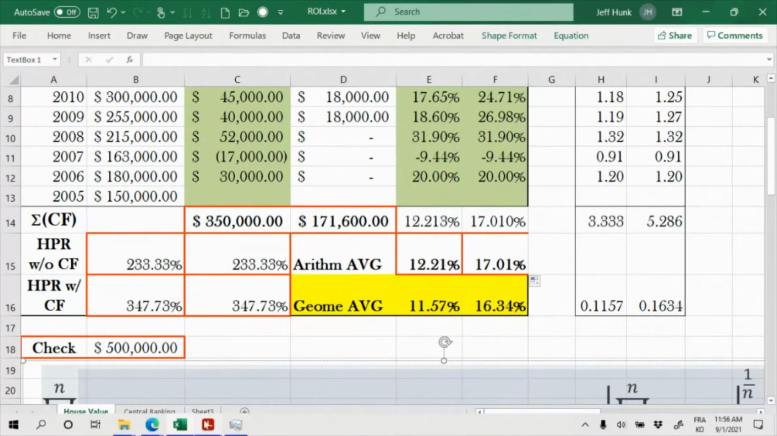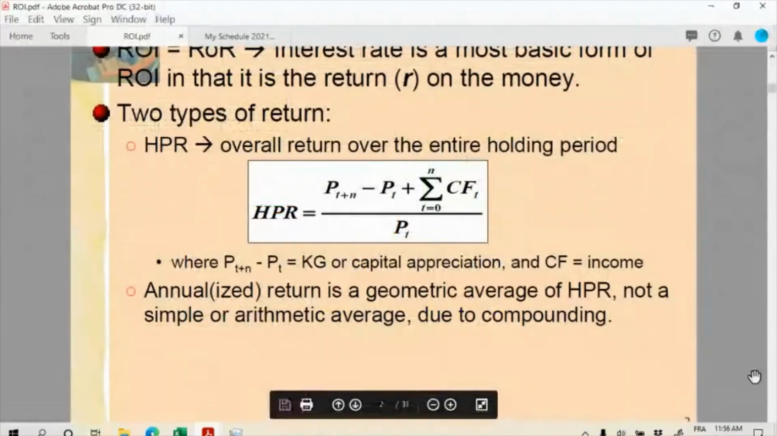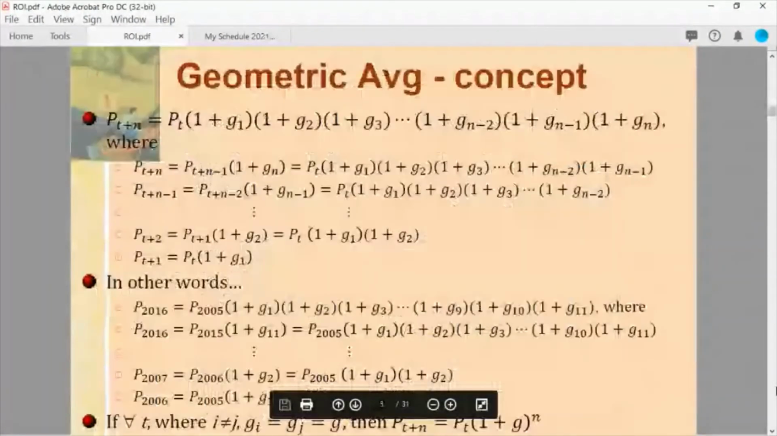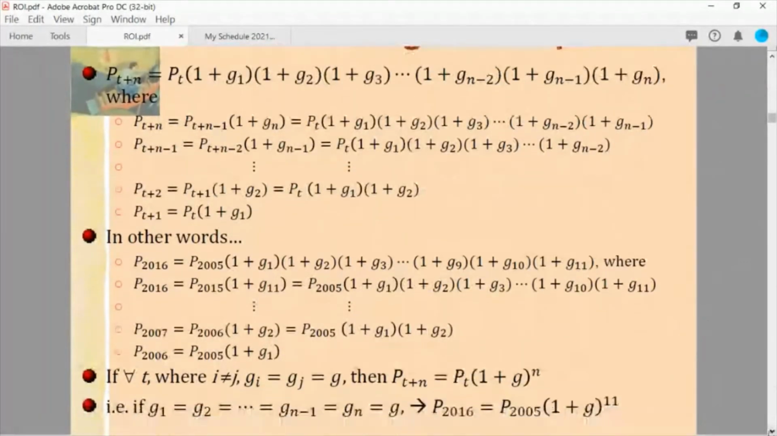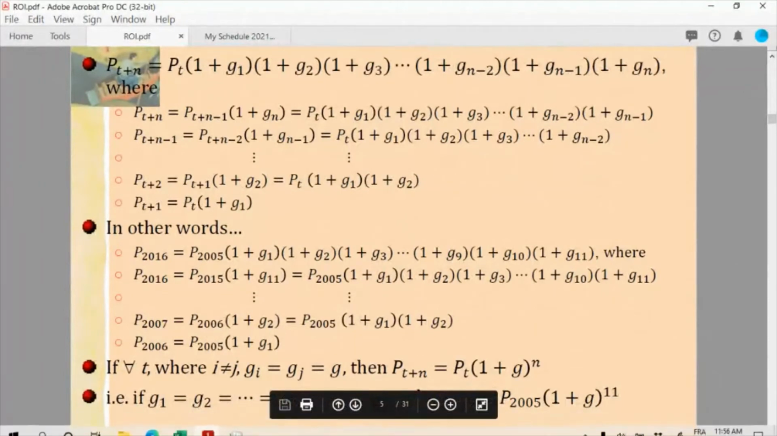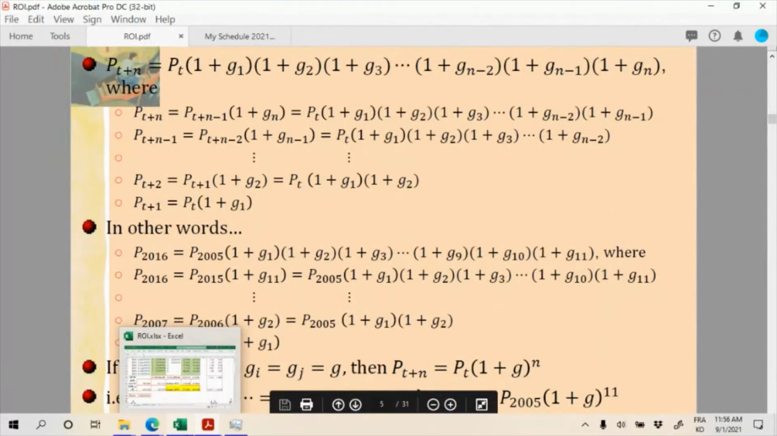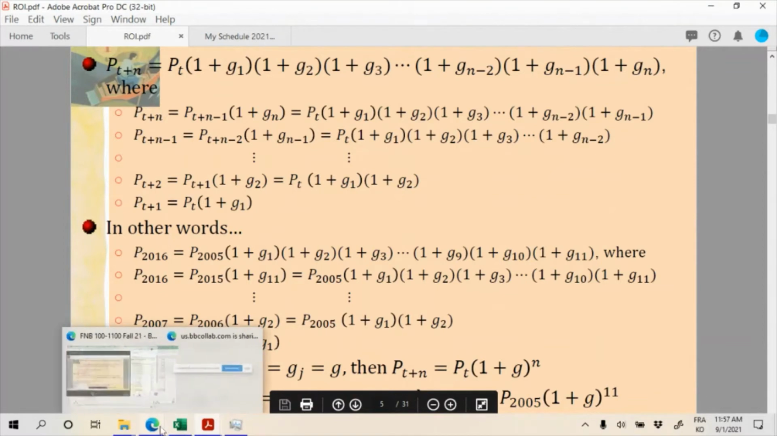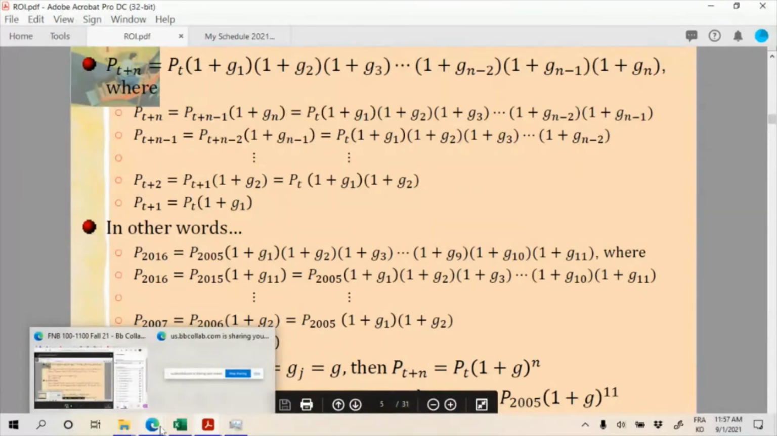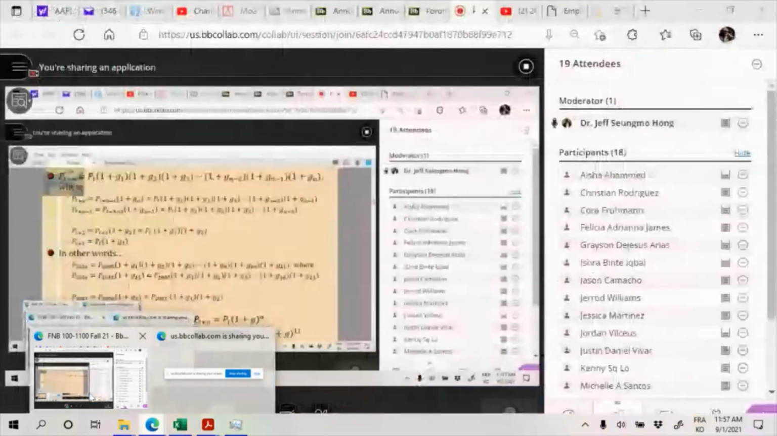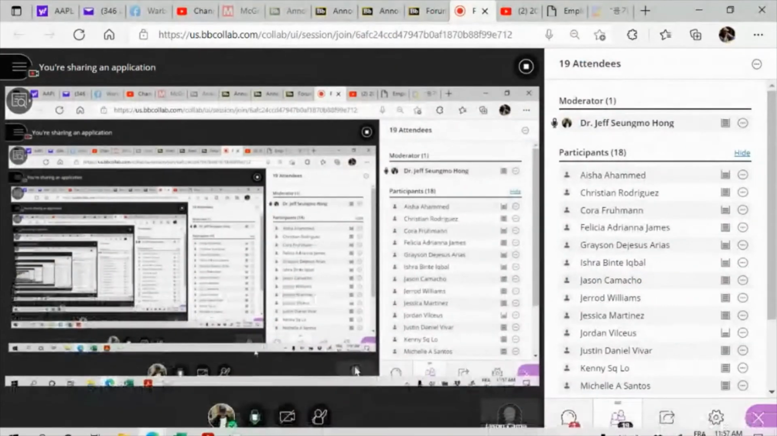Before I go to geometric average, let's take a 10-minute break and reconvene at 12:05, 12:07, because it's 11:57. Okay, I need to give my vocal cords a rest. My voice is almost very hoarse. I got it. So 12:05, 12:07.